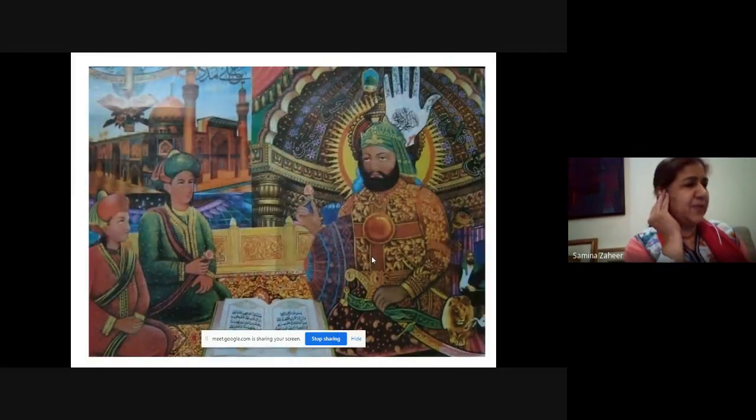This is another poster I got from Dada Darbar. The core subject matter of this painting is Hazrat Ali and his sons' love.